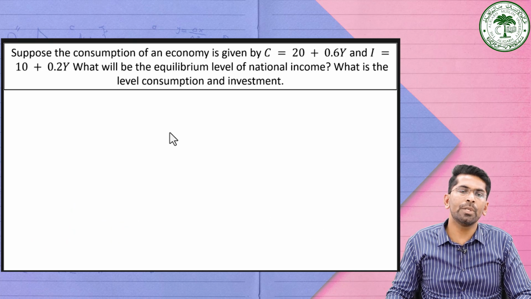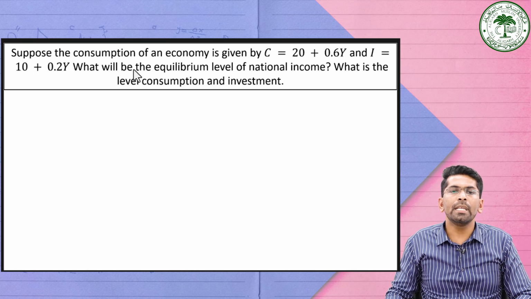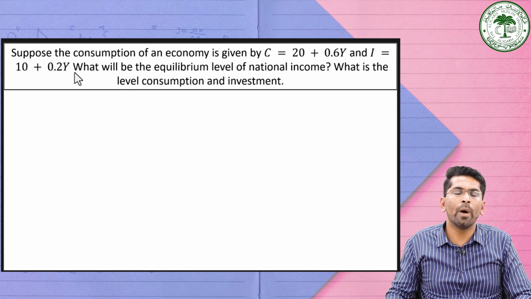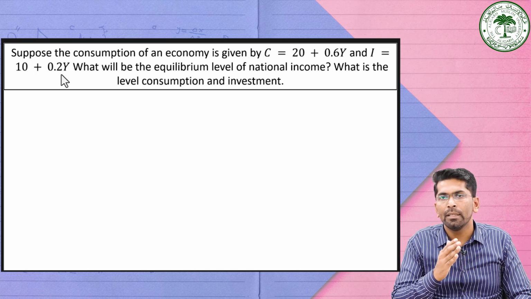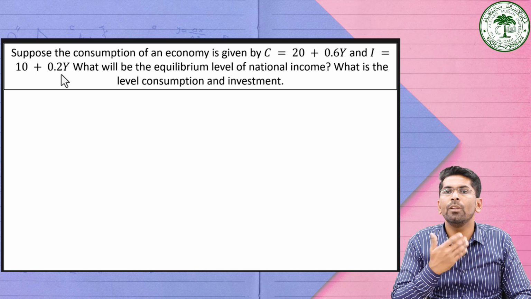Now another question. Suppose the consumption of an economy is given by C is equal to 20 plus 0.6Y, and the investment is also given, that is 10 plus 0.2Y. Here investment is also a function of the level of income. If investment depends upon the level of income, then that investment is known as induced investment.